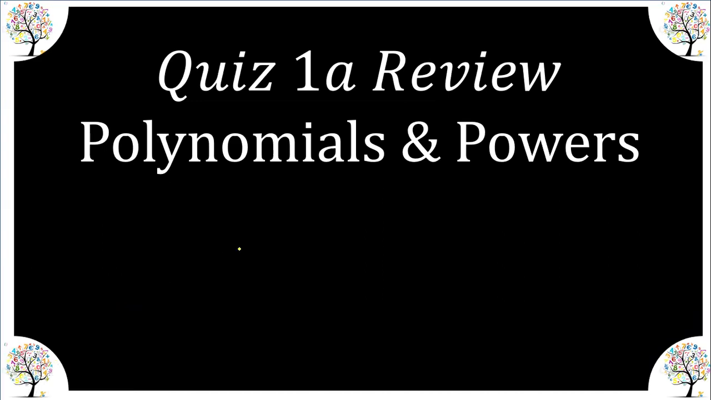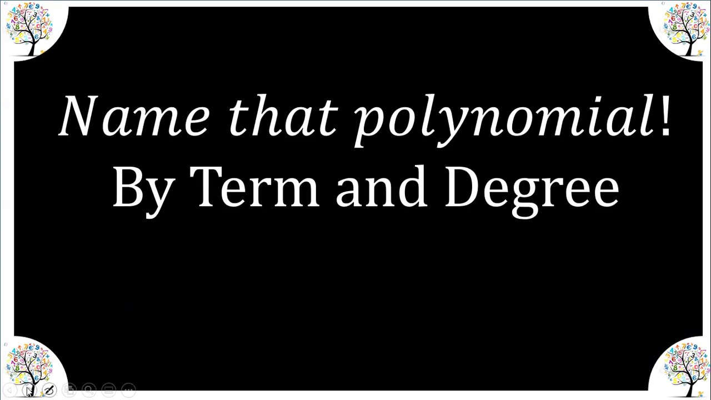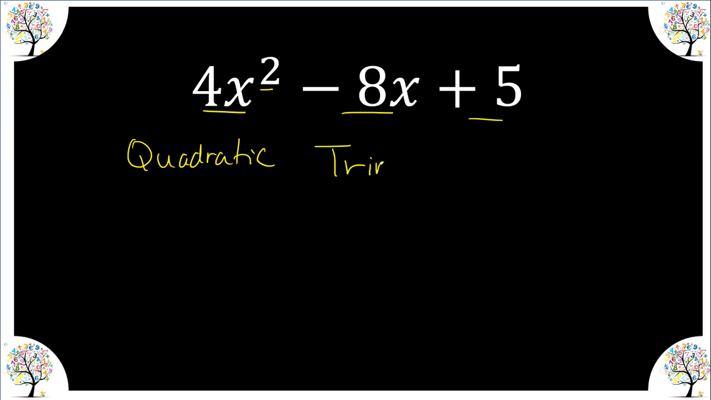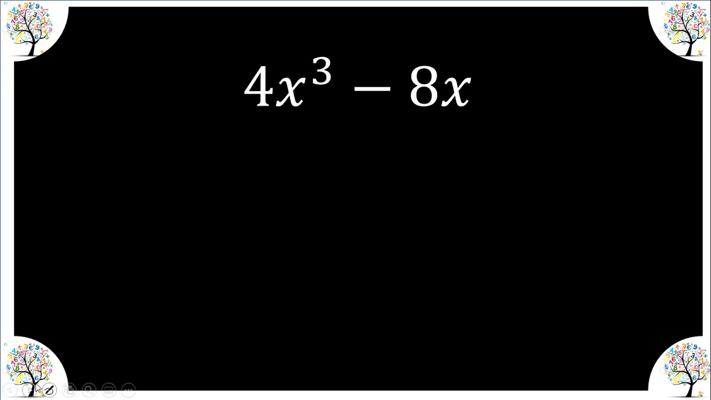Okay, let's review our polynomials and powers for our quiz. So we're going to name our polynomial by term, how many terms there are, and degree, the largest exponent on the variable. So here we're going to name by degree first, and we have a degree of 2 that is called a quadratic. And we have 3 terms, so that is a trinomial. Remember, nomial means term. Here we have a degree of 3, so that is a cubic.